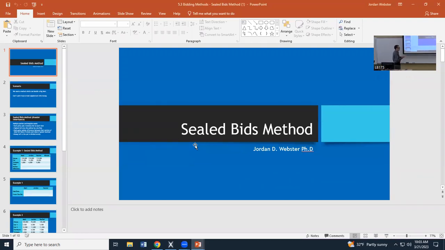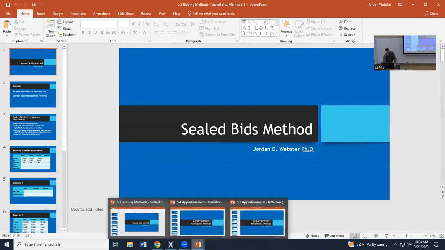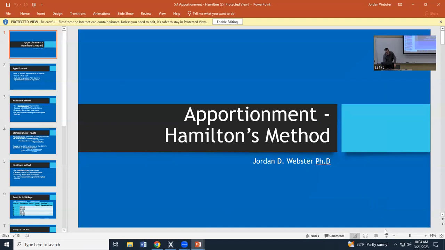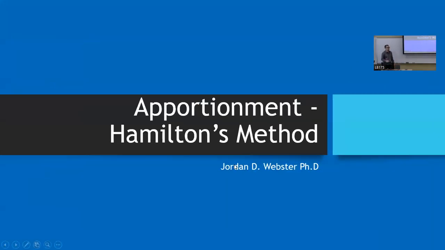So, between all of our divider chooser methods, between the adjusted winner procedure and the sealed bids methods, we saw a lot of how to divide up a bunch of goods. What we're going to do now is shift our focus a little bit to how we divide up representatives. Okay. And that's the concept of apportionment. How do we divide up representatives?